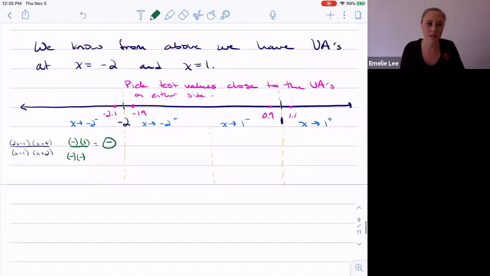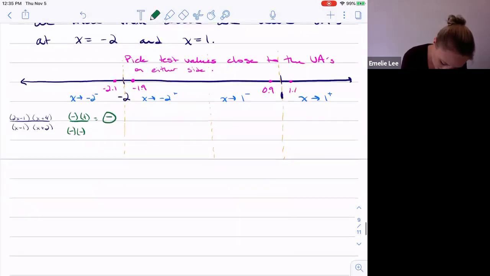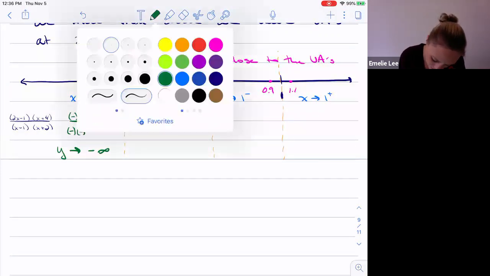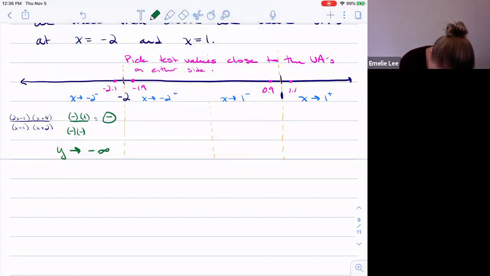So what does that tell you? It tells you that y is going to negative infinity. Right? It's going to be infinity, it's just whether it's positive or negative. What does this thing look like? Well, it must look like this, right? So here, this might look like this. Okay.